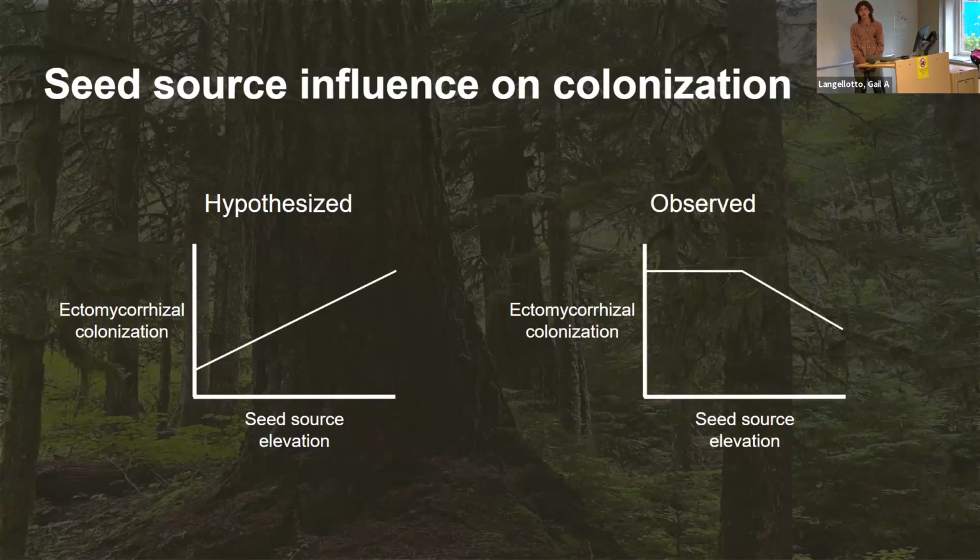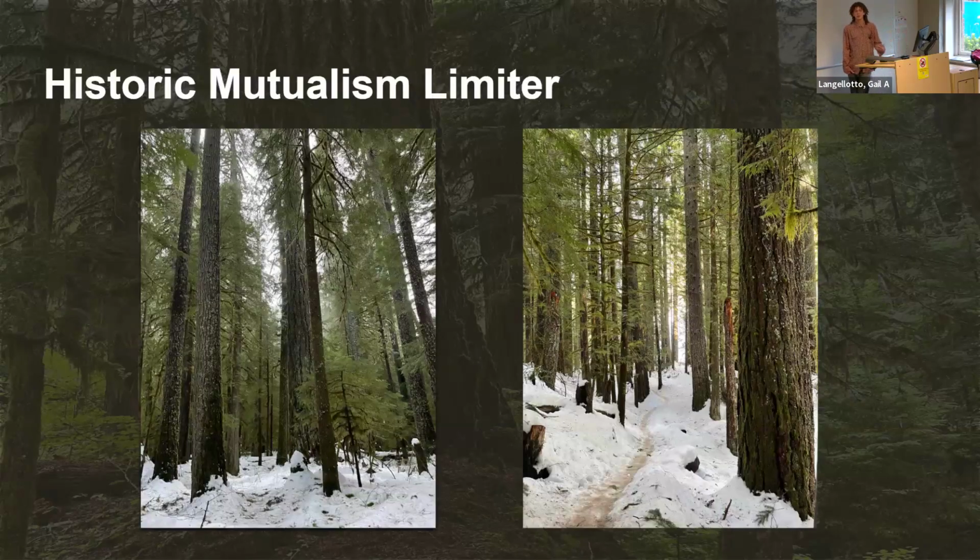It showed that the greatest abundance of ectomycorrhizal fungi was really present in these low and mid elevation seed sources, with the lowest being found in that high elevation seed source. This directly contradicts our hypothesis. And one reason we thought this could be the case is because of historic mutualism limiters present at these high elevations. Dr. Lee at the University of Colorado found that in these freezing conditions, photosynthesis is significantly down regulated in Pseudotsuga menziesii. These high elevation forests can be under these freezing conditions from late fall to early spring.